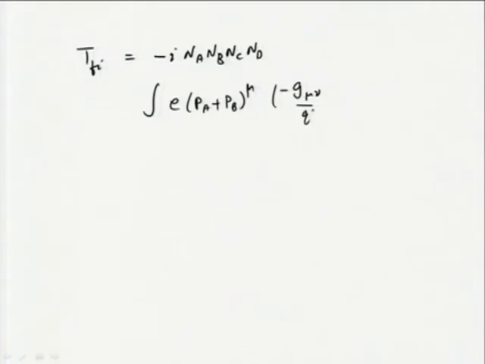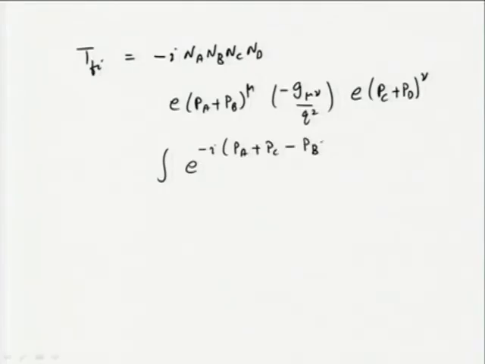Firstly, there is a minus i n_A n_B n_C n_D integral e (p_A + p_B)_μ times (−g^{μν}/q²) times e (p_C + p_D)_ν. None of this depends on the position, so the integration comes out of the integral, leaving the integral of exponential minus i (p_A + p_C − p_B − p_D)·x d⁴x.